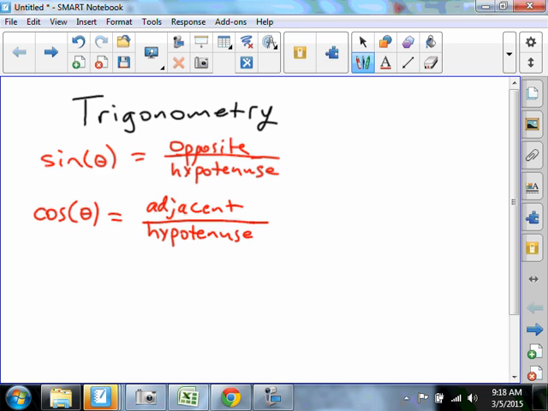Okay. And then the tangent of theta was toward other adventures. So tangent is opposite over adjacent. Good.